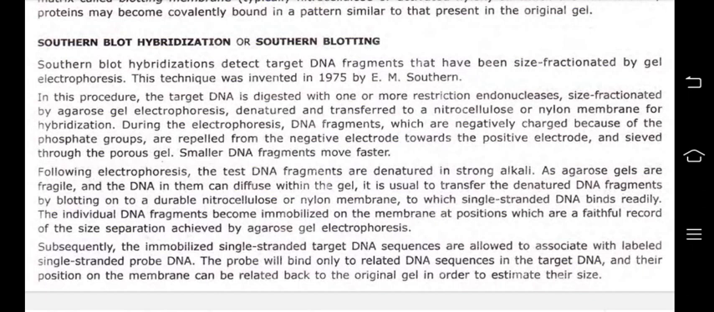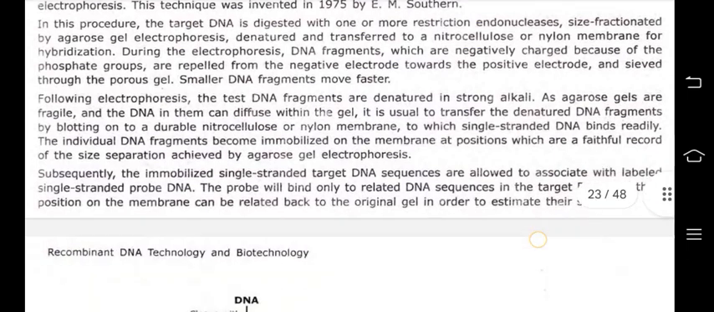Subsequently, the immobilized single stranded target DNA sequences are allowed to associate with labeled single stranded probe DNA. The probe will bind only to related sequences in the target DNA, and their position on the membrane can be related back to the original gel in order to estimate their size.